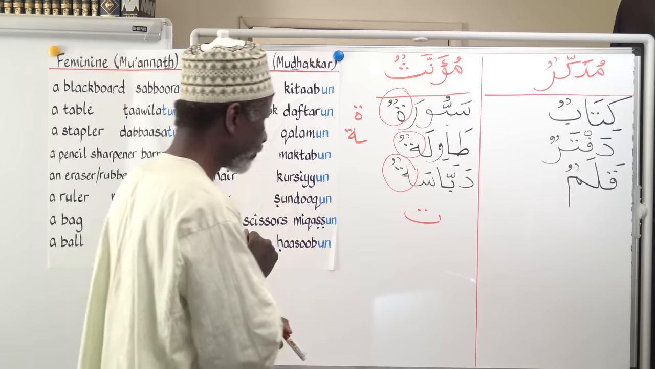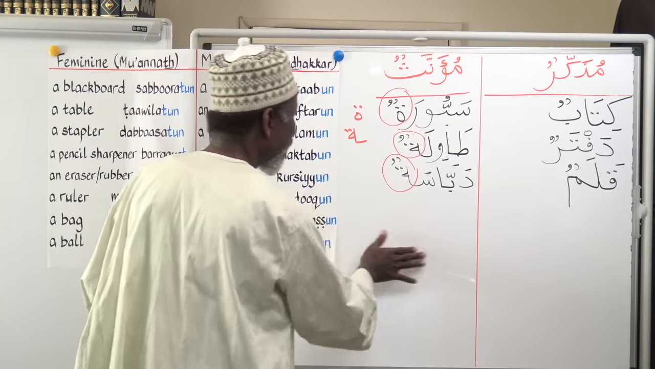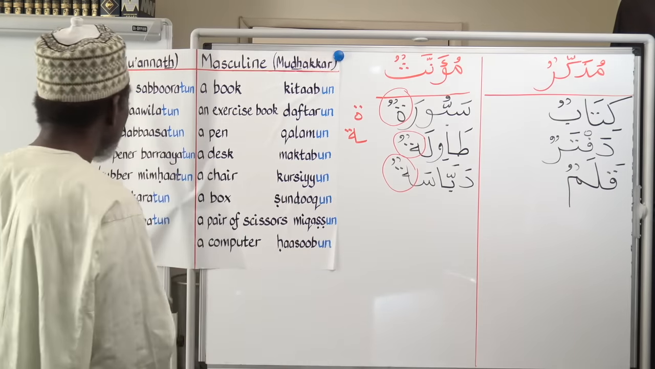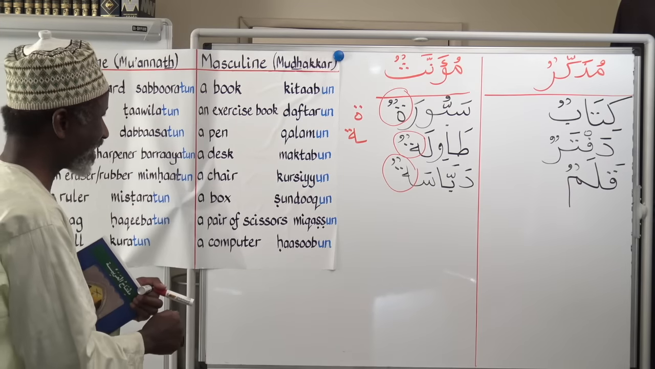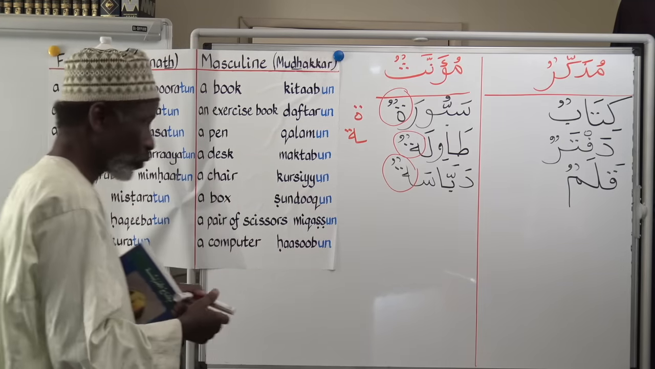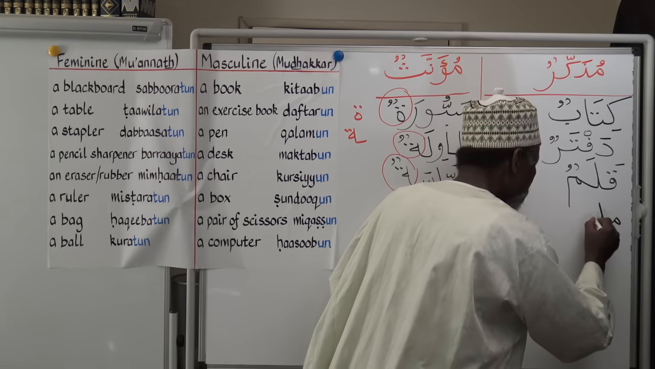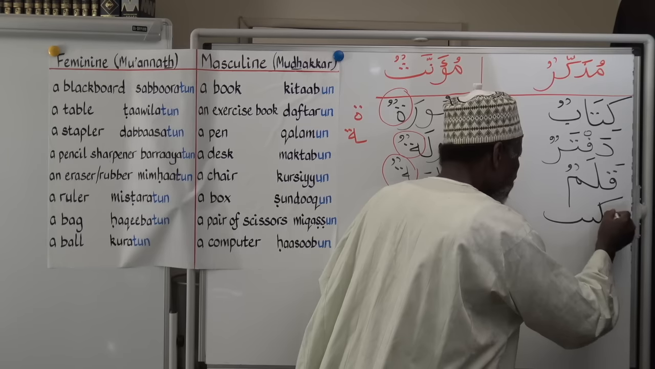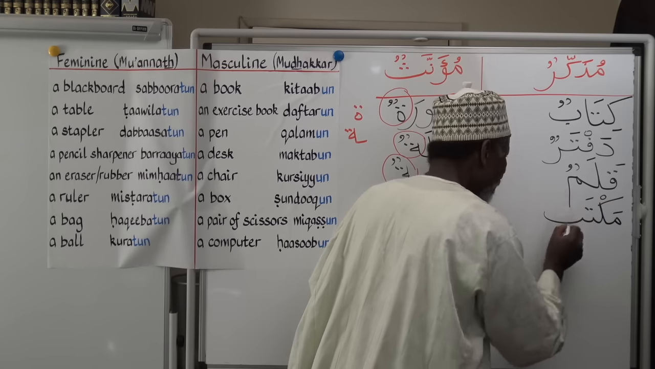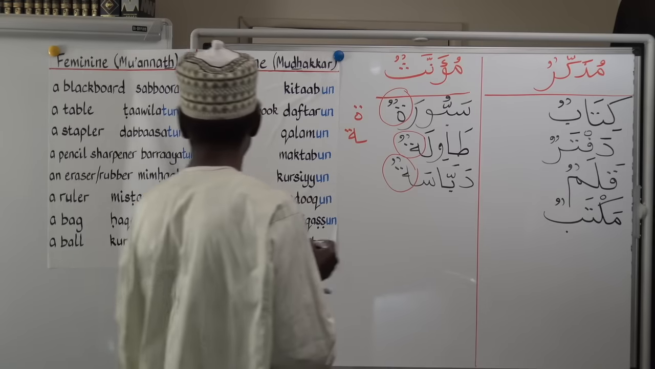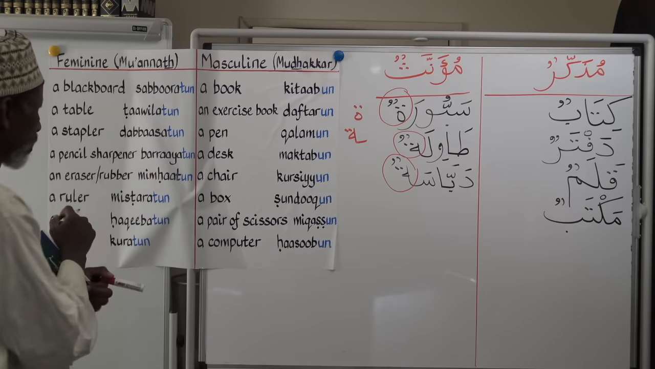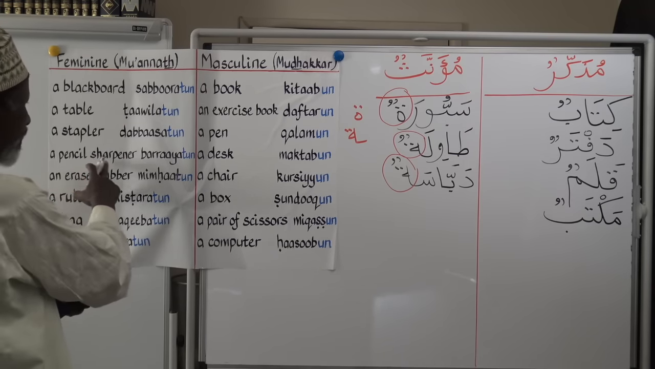Okay, let's continue. Now, so we have qalamun. Next, under the mudhakkar, is a desk, which is maktabun. Maktabun. And under the muannath section is a pencil sharpener.